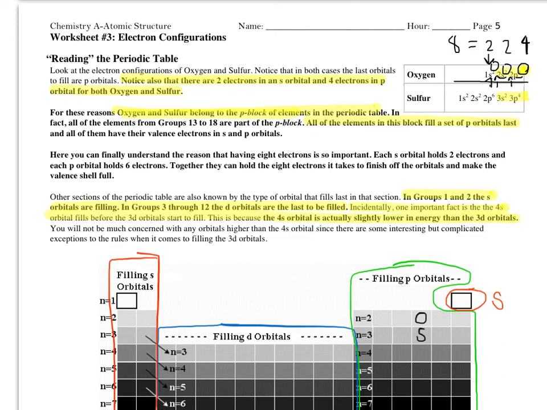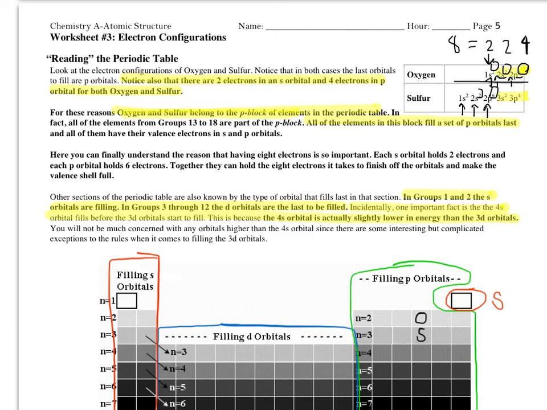Okay, now if we look at sulfur, I want you to notice some patterns. Sulfur has in its first energy level an s orbital with 2 electrons in it. In its second energy level, it has an s orbital and a p orbital. The s orbital has 2 electrons. The p orbital has 6, so that means its px orbital has 2, its py orbital has 2, and its pz orbital has 2. They all are filled.